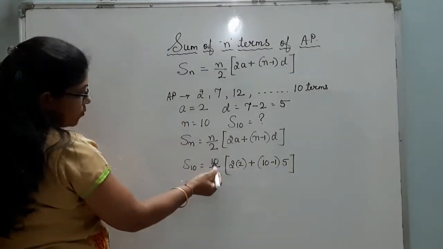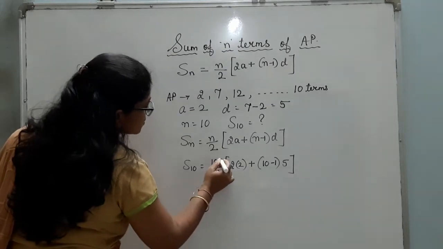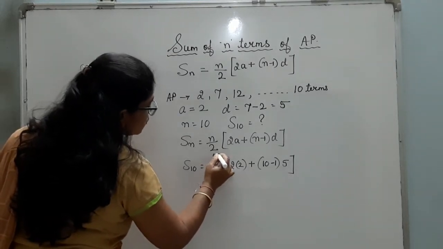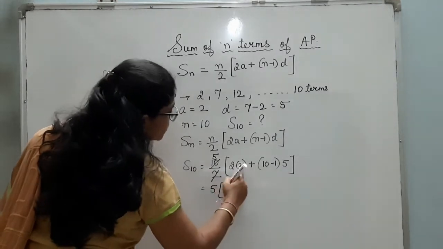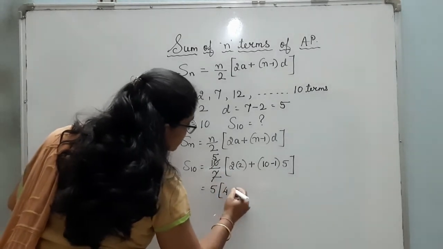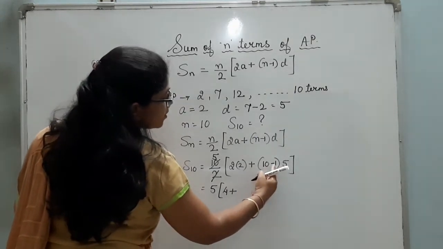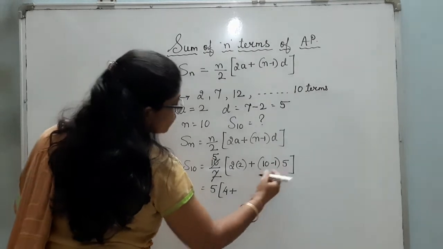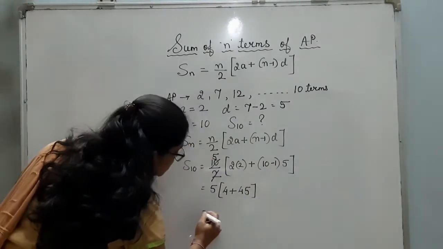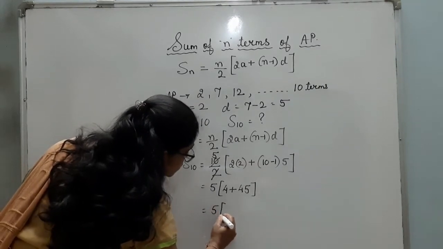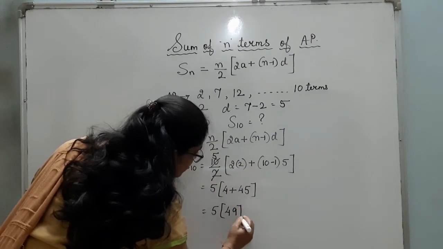Now if the number of terms, if this n is an even number, you can directly cancel here. 2 ones are 2, 5 twos are 10. So what we get here is 5 into the bracket, 2 twos are 4 plus... If you are quite confident, you can solve it directly. 10 minus 1 is 9, 9 into 5 is 45. So 5 into 4 plus 45 is 49.